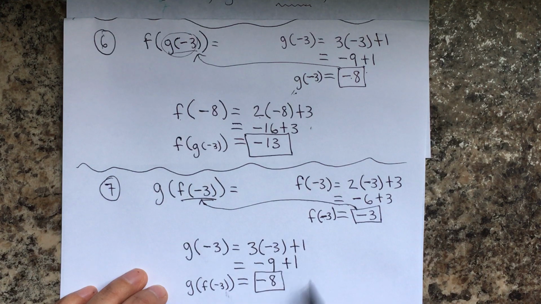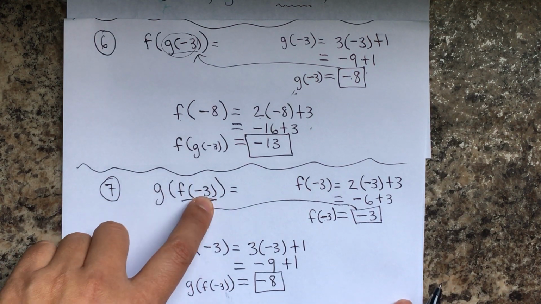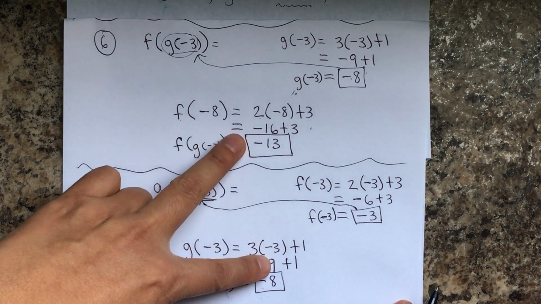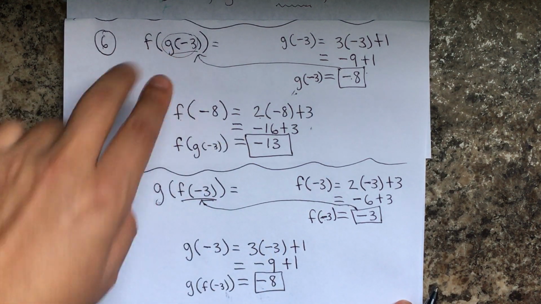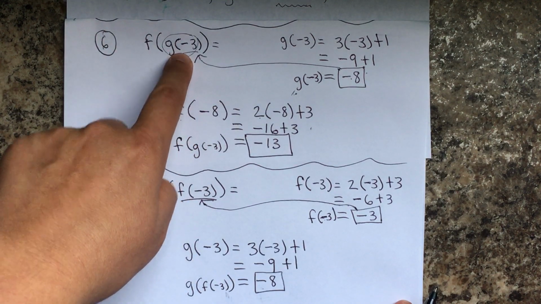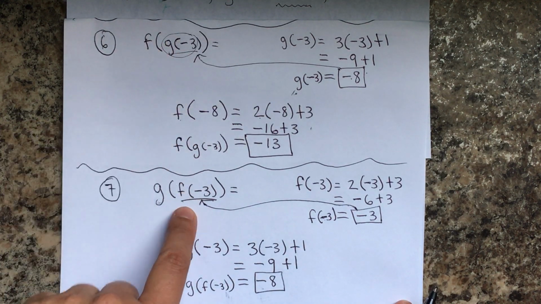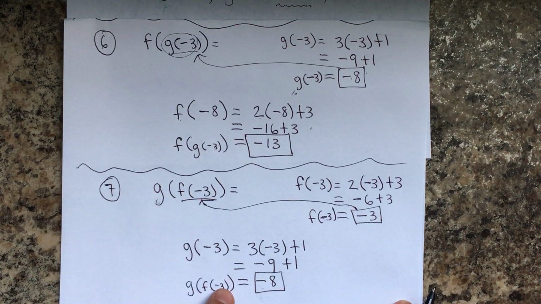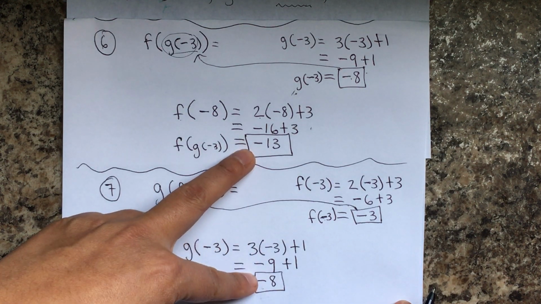This is the final answer. This means after you do this process and then this process, that's the answer you're going to get, -8. Notice how, again, it's the same 2 functions combined, but in one, g is embedded in f. In the other, f is embedded in g. So you get a different answer.